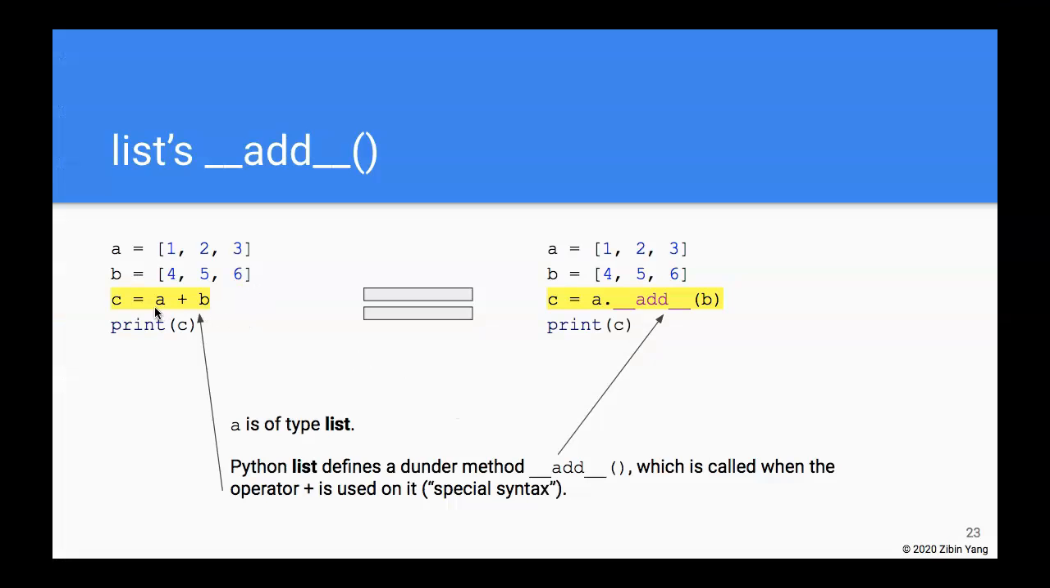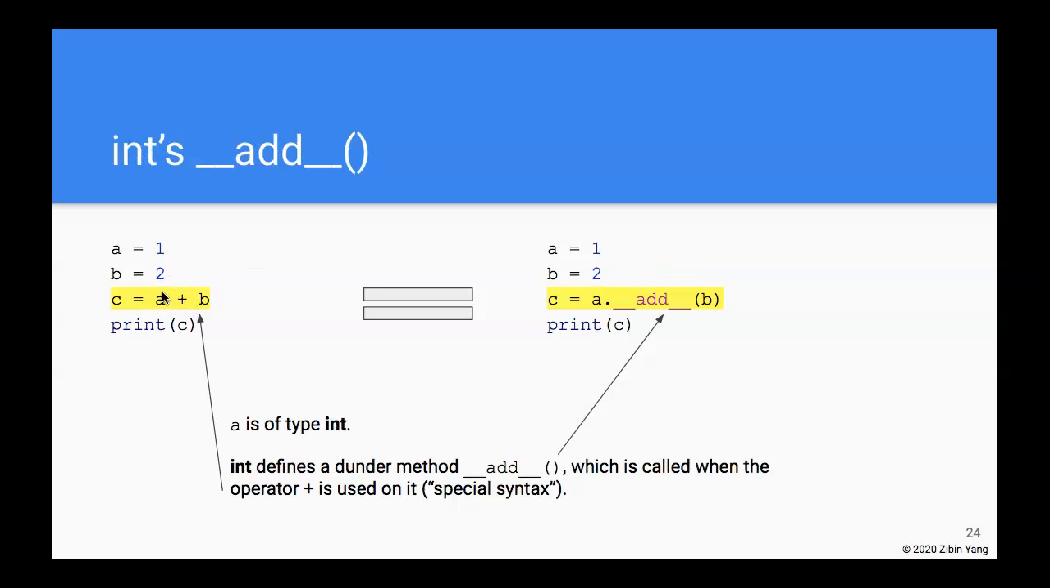So a quick recap: again, because a is a list, and the list actually defines the dunder add method, when we write a plus b, Python knows that it should call the list's dunder add for this particular special syntax of using the operator plus. And the same thing if a is of type int, and int defines a dunder method that is dunder add.